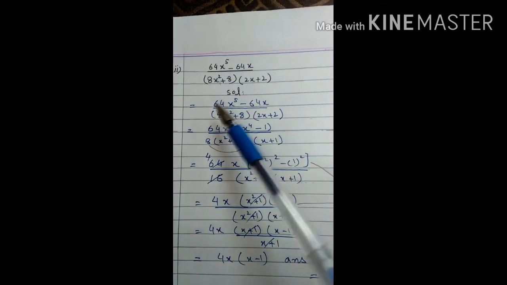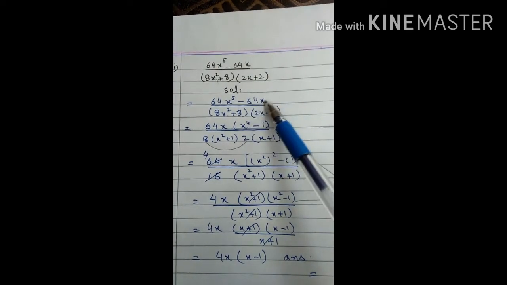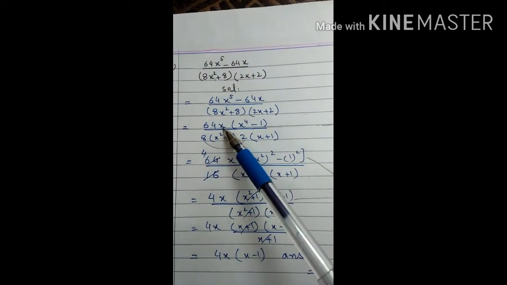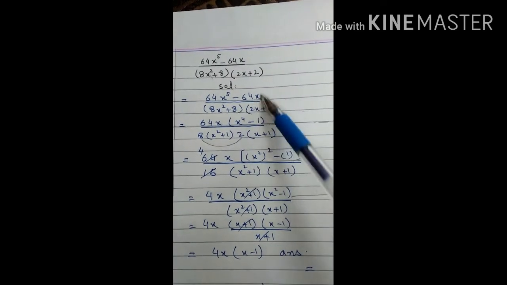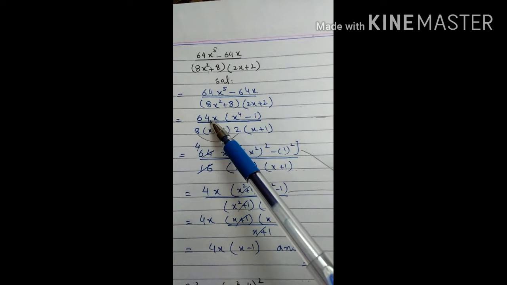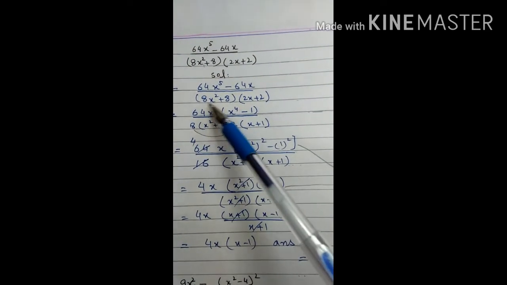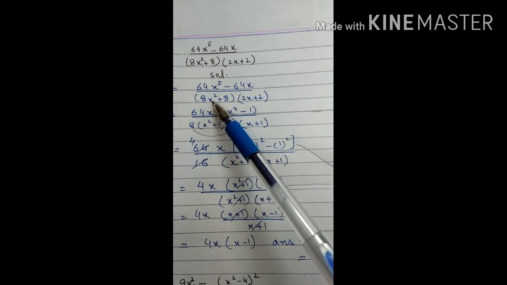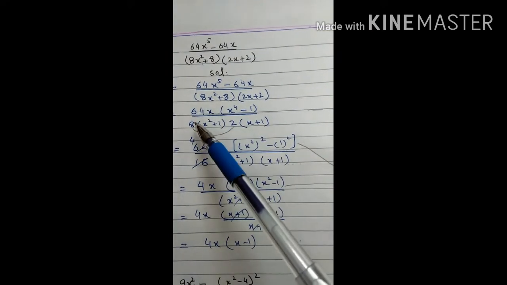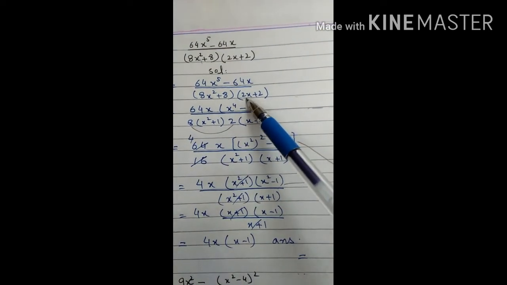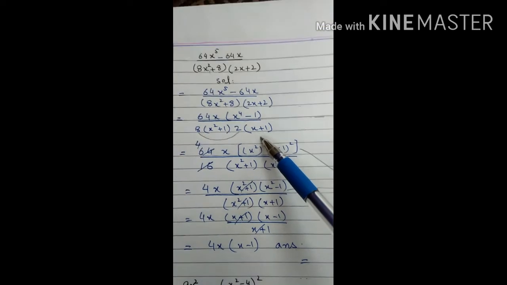In the numerator, we can take 64 common. We can take the least power, that means x, as common. The remaining values are x⁴ minus 1 because 64x we have taken as common. In the denominator, 8 can be taken as common in the first values. x square plus 1 will be left after taking 8 as common. 2 can be taken as common and we are having x plus 1.